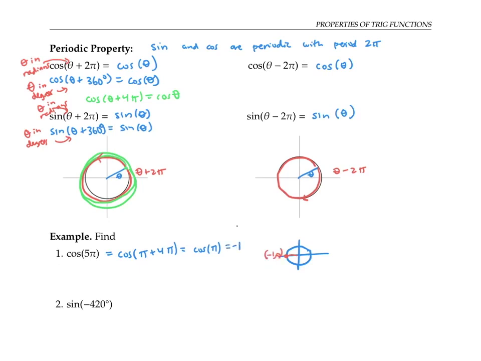If I want to take sine of -420 degrees, well, that's sine of -360 degrees minus 60 degrees, which is the same thing as sine of minus 60 degrees. Thinking about the unit circle, minus 60 degrees means I start at the positive x-axis and go clockwise by 60 degrees. That lands me about right here, and so that's one of the special angles that has an x-coordinate of 1/2, a y-coordinate of -√3/2, and therefore sine of -60 is -√3/2, the y-coordinate.